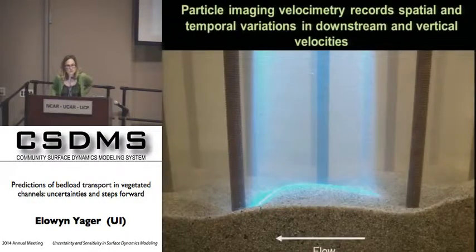Then we use particle imaging velocimetry to measure the detailed flow field. So we did this to measure the downstream and vertical velocities. What you see here is a laser that's illuminating neutrally buoyant particles that are in the flow field. And then we use a high-speed video camera to record this at 250 frames a second. So this gives us essentially turbulence in space and through time.